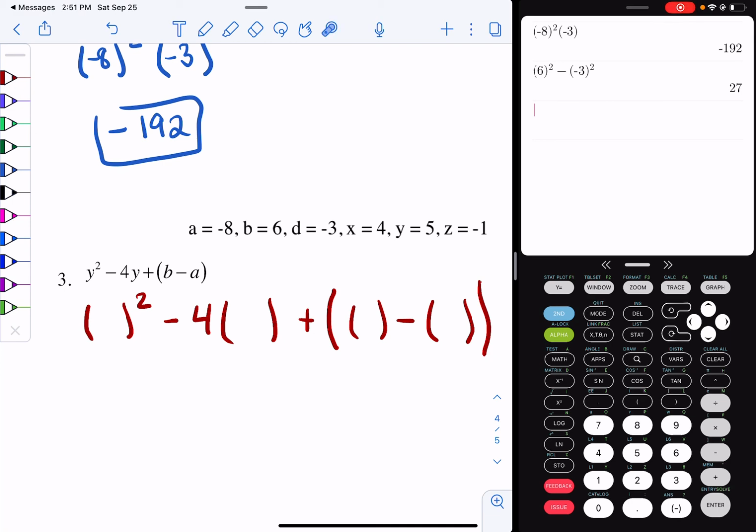So we have to ask ourselves what y is. If we look, y is 5. So I can make that substitution for y squared minus 4 times y. Now I have to ask myself what my b value is. In this case, my b value is 6. And my a value is -8. We are going to type that exactly as it's written. So 5 squared minus 4 times 5 plus parenthesis 6 minus a negative 8. And now we hit enter and we get 19. 19 is your final answer.